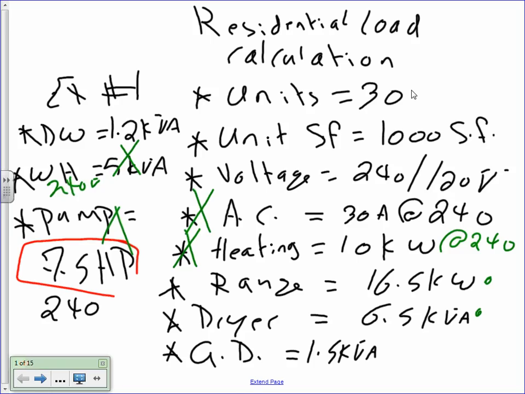So we have an apartment building with all these requirements in it, and we are required to find the service. What's my requirement? I'm required to find the service disconnect, the panel that feeds the panel, the overcurrent protection device, as well as the conductors. Cool? Any questions? You will have a problem exactly like this, guys, on the test.